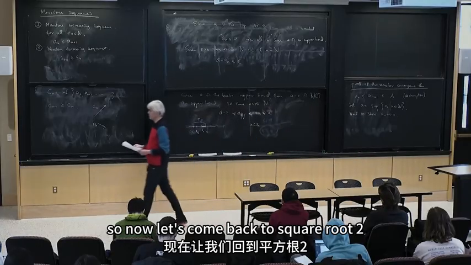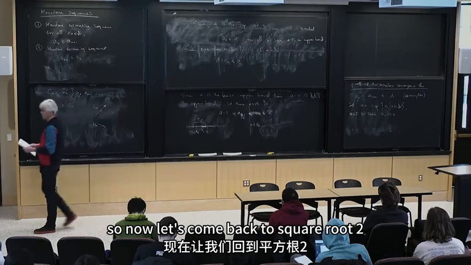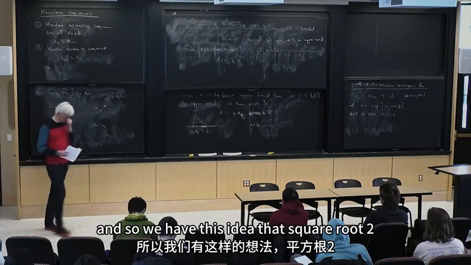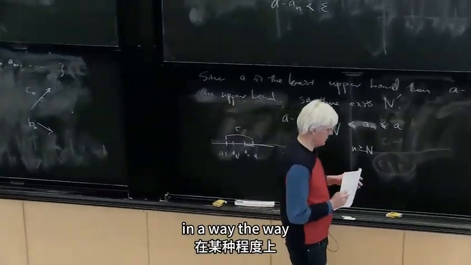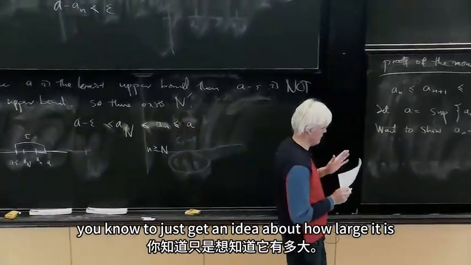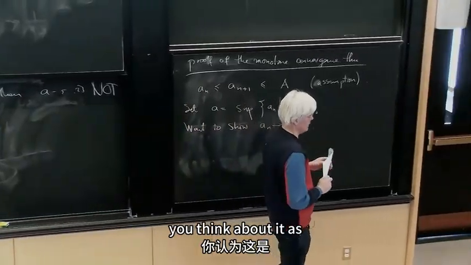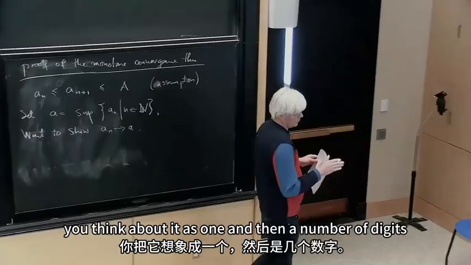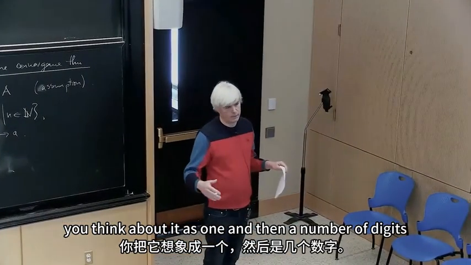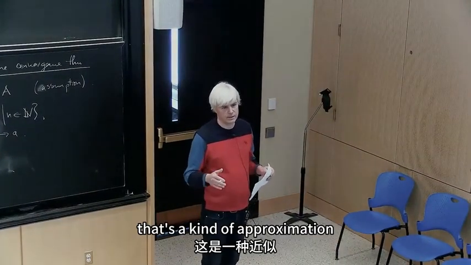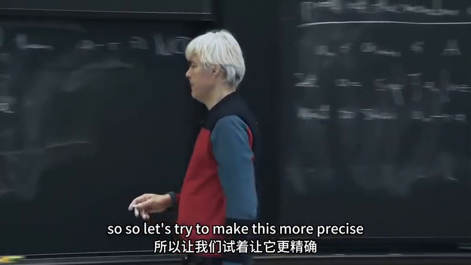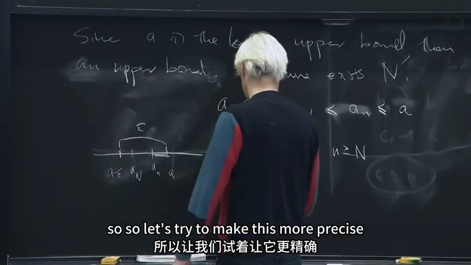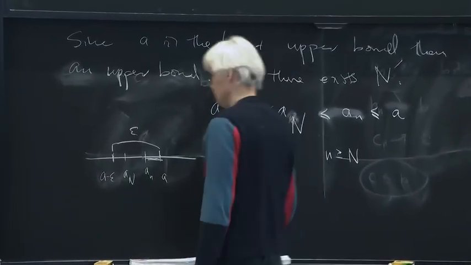So now let's come back to the square root of 2. To just get an idea about how large it is, you think about it as 1 and then a number of digits afterwards. That's a kind of approximation. So let's try to make this more precise.